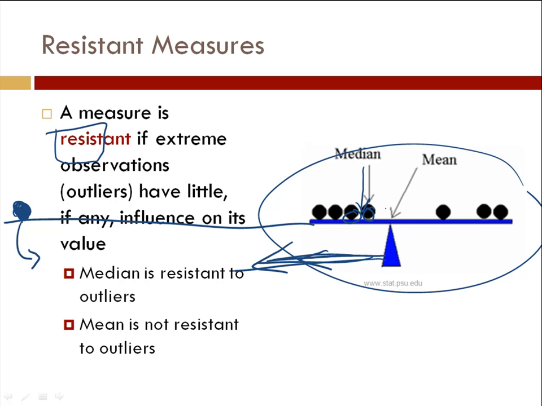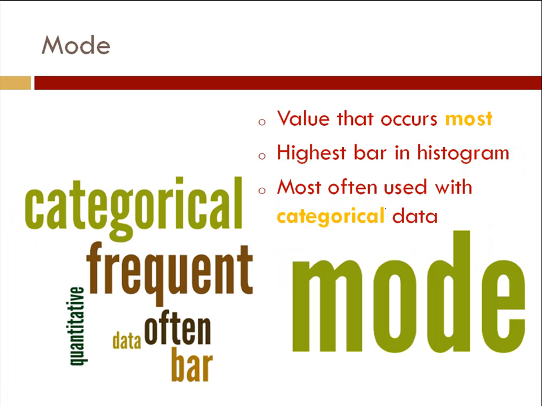It only moves a small bit whenever you have an extreme data value, whereas the mean is not resistant to outliers. We define mode to be the value that occurs most often, or it could be multiple values that occur most often. Because the mode occurs most often, the mode is also going to be that highest bar in a histogram, or if you look at a graph of the distribution, it will be that highest point in the distribution because it is the value that's most frequent.